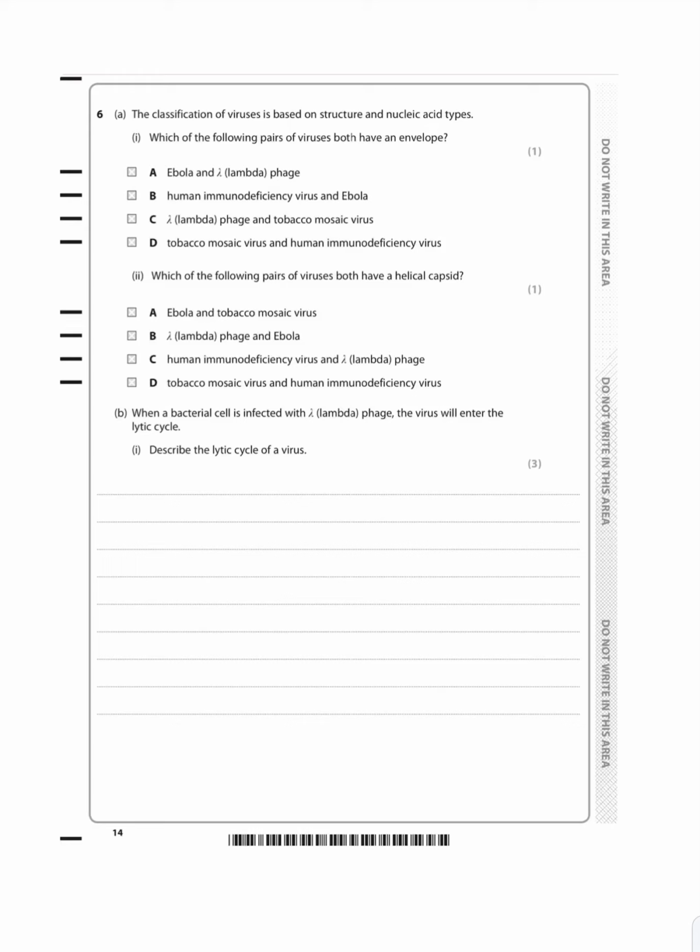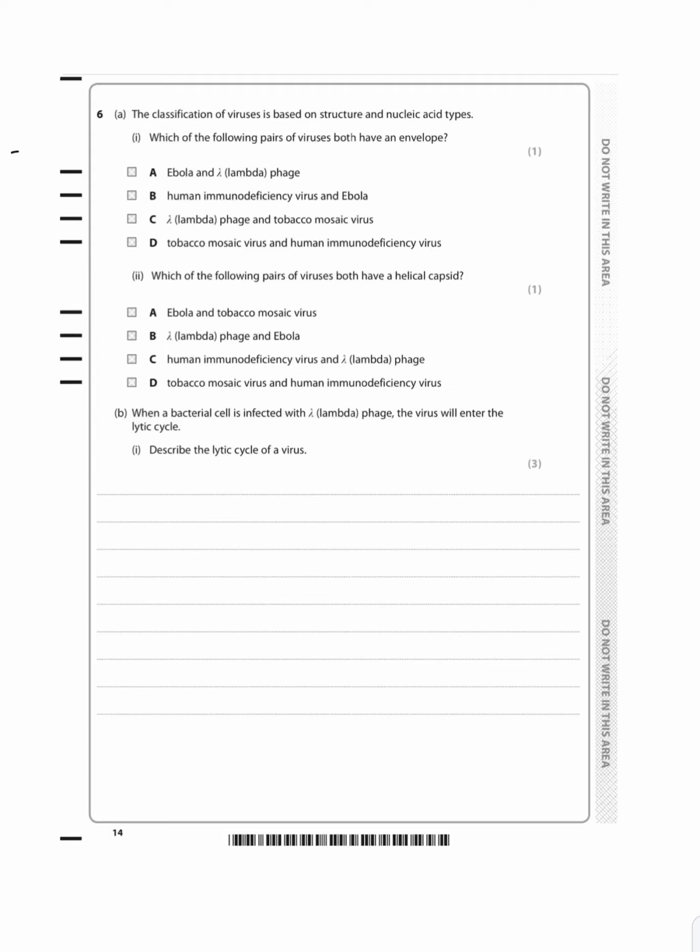So, question 6. The classification of viruses is based on structure and nucleic acid types. Which of the following pairs of viruses both have an envelope? Right, so this is just something you're going to have to learn. You just have to memorize this.